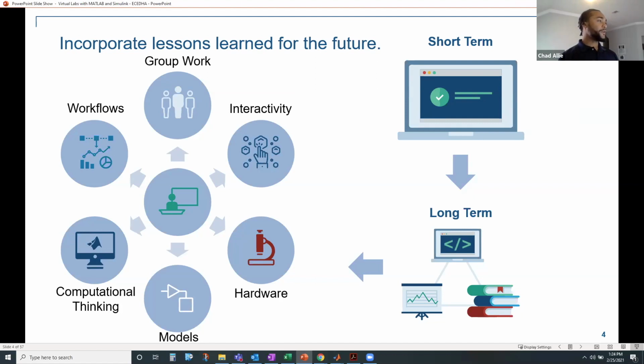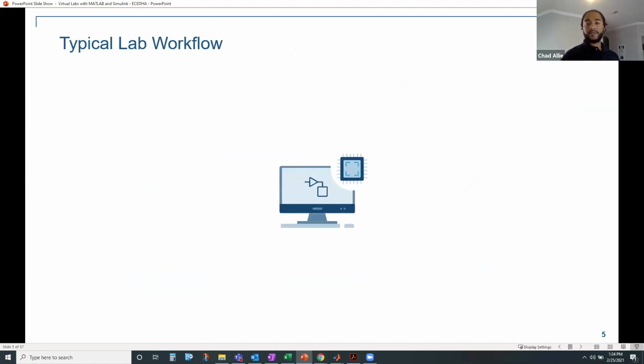So to talk a little bit more about workflows, let's get into a quick discussion about some things that we've learned through talking with different academics and folks in the industry about what a typical lab workflow would be like. This may vary from course to course. Again, the chat is open, and we'd love to hear from you and get some perspective on how you see this model as well.